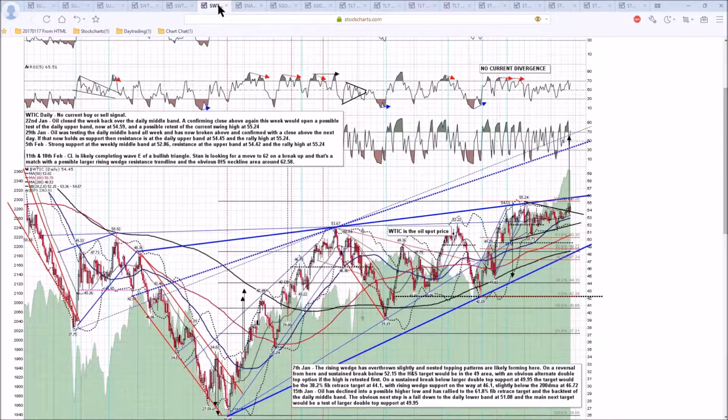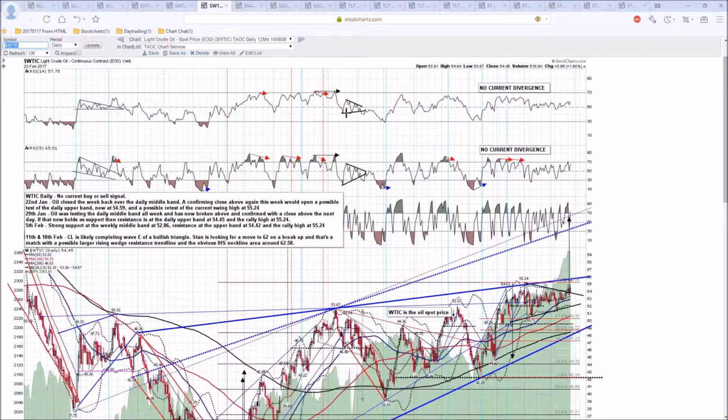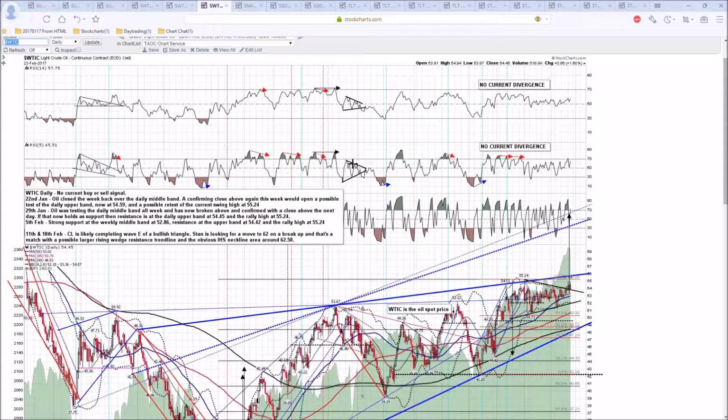Let's have a look at the oil chart. Yep, this is an RSI triangle, by the way. This is on both RSI 5 and 14, and interestingly, there wasn't really a triangle on price there. You do sometimes see that. What time frame was that? This one is the daily chart. Yeah, I think there was a triangle there.